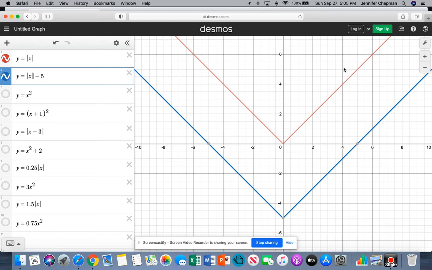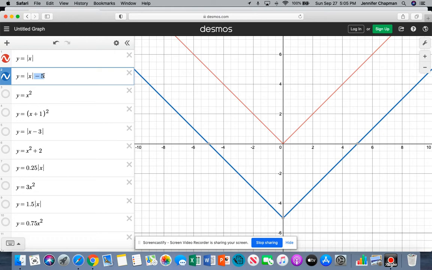Every point on this absolute value function just shifted down. It's like the whole function got dragged down 5 units. If you pay attention, there was nothing on the outside of the absolute value sign before, but now there is. This minus 5, that's my k value. Because it's minus, I'm moving it down 5 units.